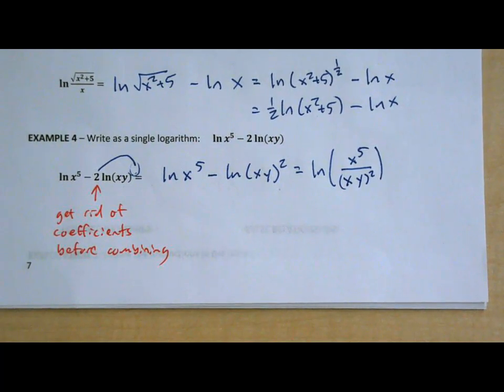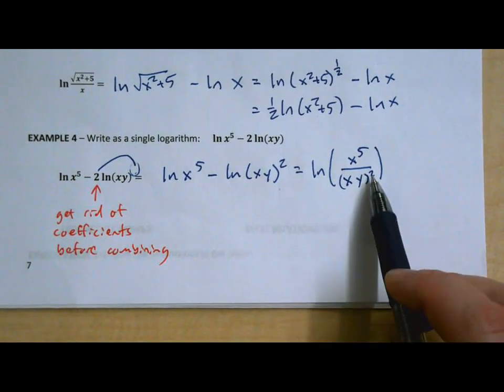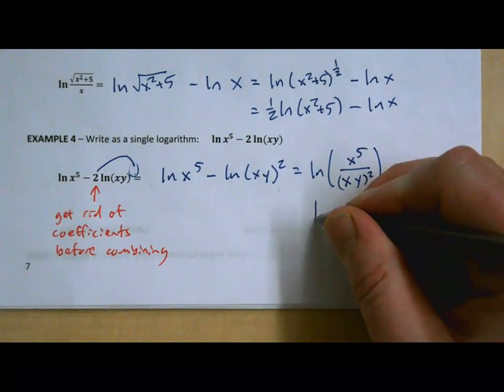That fraction simplifies, doesn't it? You got x's in the top and x's in the bottom. We could do some canceling. Maybe do something with this square first.